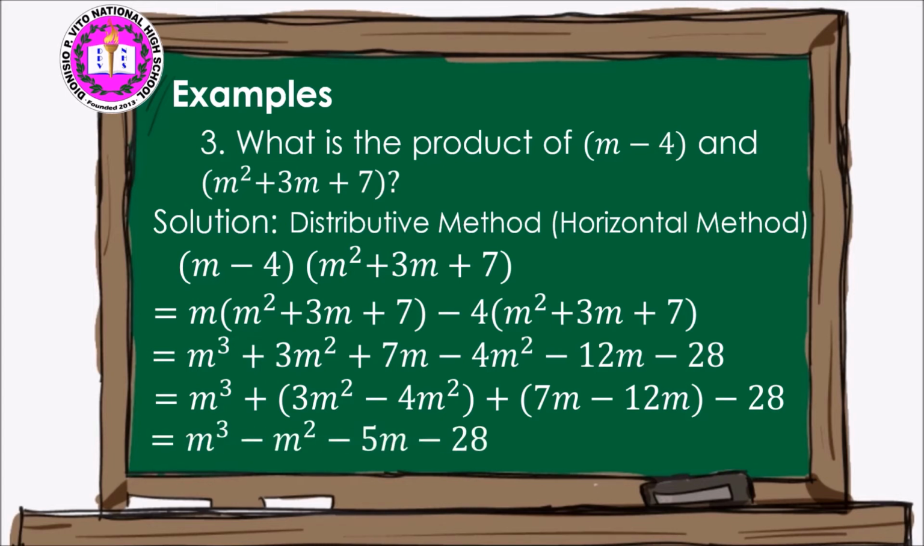So we have m cubed, plus 3m squared minus 4m squared is equal to negative m squared. Plus 7m minus 12m is equal to negative 5m. Then, copy negative 28. Therefore, the answer is m cubed minus m squared minus 5m minus 28.